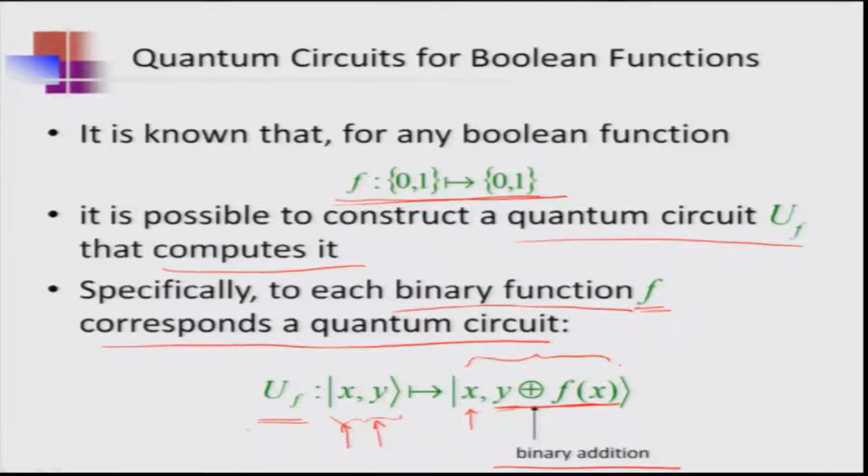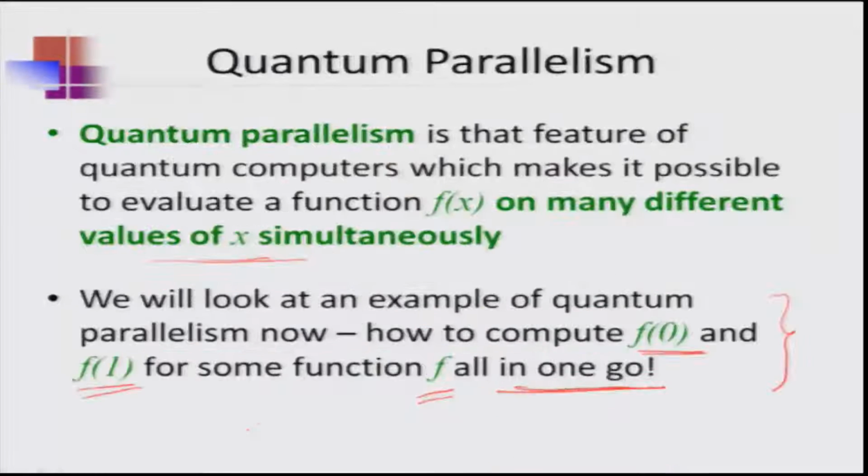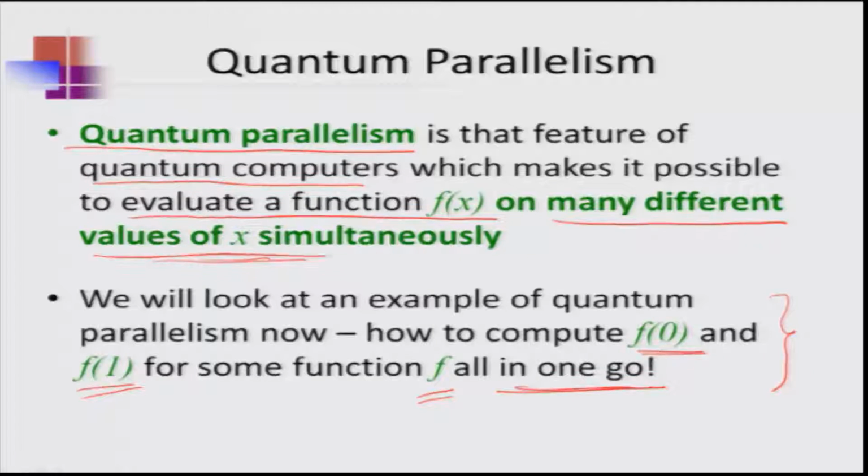So, once more let us look at this carefully. The basic idea once again is to utilize the principle of quantum parallelism, which is a particular feature of quantum computers that makes it possible to evaluate a function on many different values of x simultaneously. So, many inputs, the functional outputs are given in one time. We wanted to see how this works. Here is the example case where we wanted to achieve, for the inputs of 0 and 1, how the function is evaluated simultaneously.